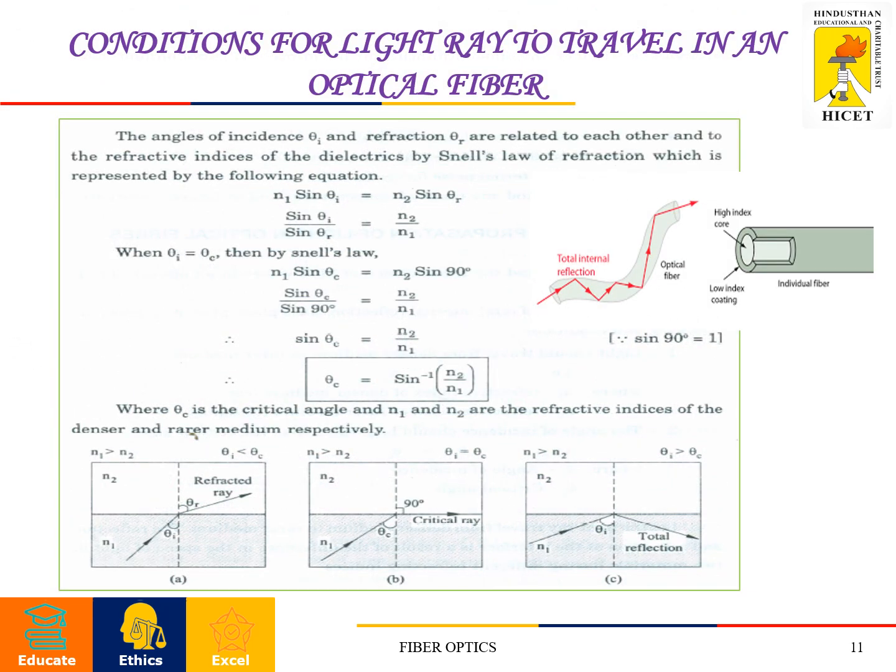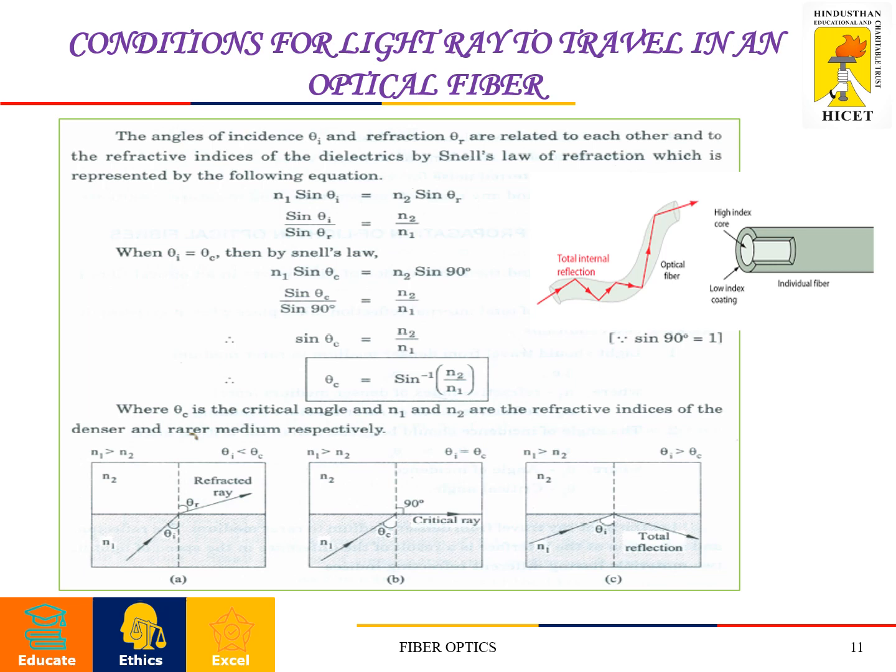Condition for a light ray to travel in an optical fiber. The angle of incidence θI and the angle of refraction θR are related to each other and to the refractive indices of the dielectrics by Snell's law of refraction, which is represented as n1 sin θI = n2 sin θR. Therefore sin θI/sin θR = n2/n1. When θI equals θC, by Snell's law, n1 sin θC = n2 sin 90°. Therefore, sin θC/sin 90° = n2/n1.